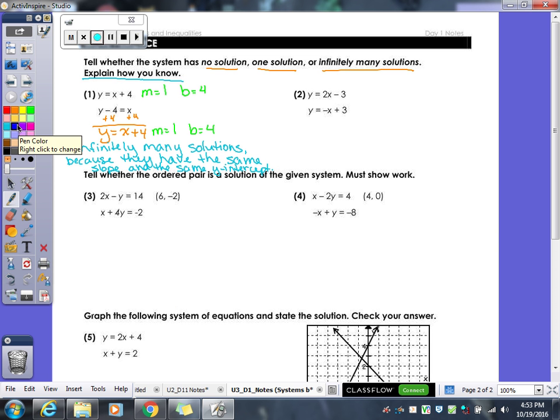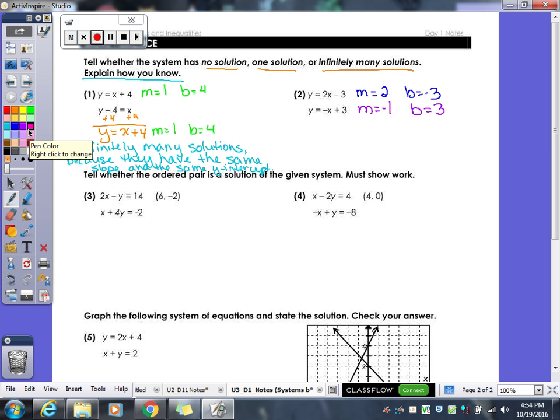So that's how we knew it was going to be infinitely many solutions, because that makes it the same exact line. Taking a look at our second example over here, they're both in y equals mx plus b. So I'm going to state my slope and my y-intercept. So I have a slope of 2, a y-intercept of negative 3. Here I have a slope of negative 1, a y-intercept of positive 3.